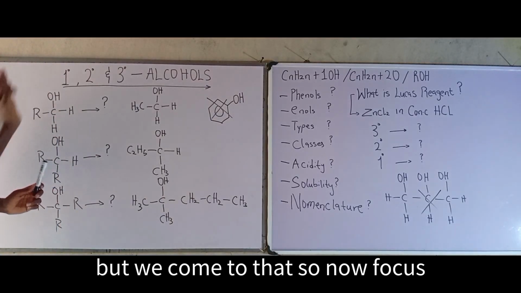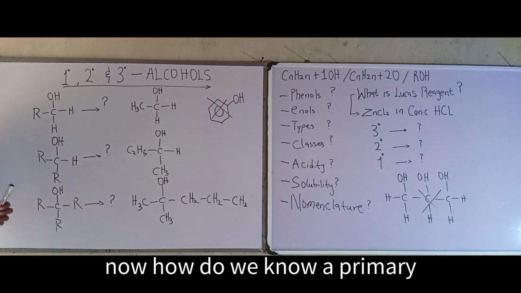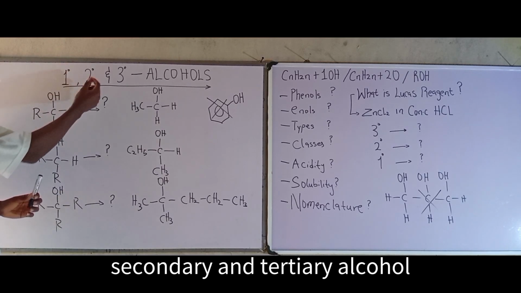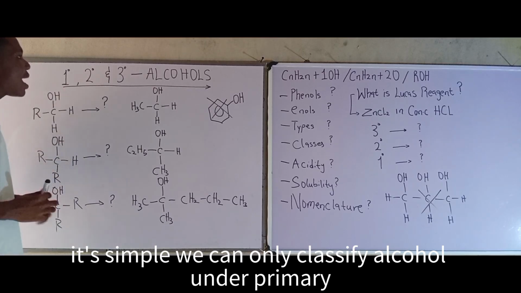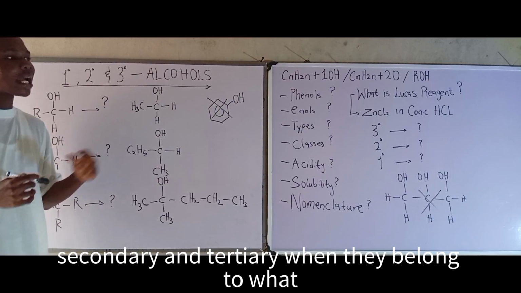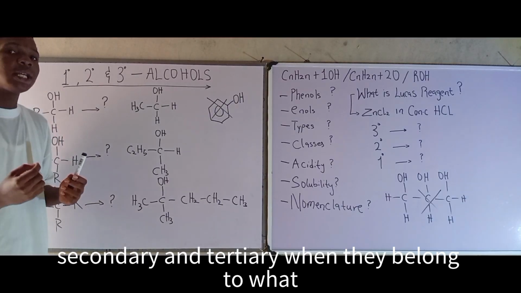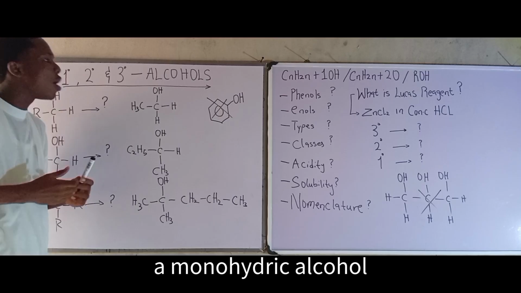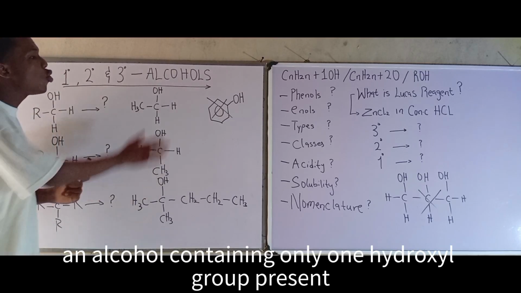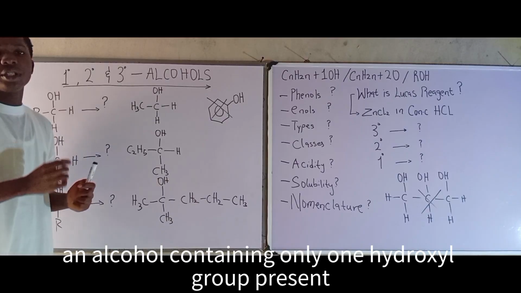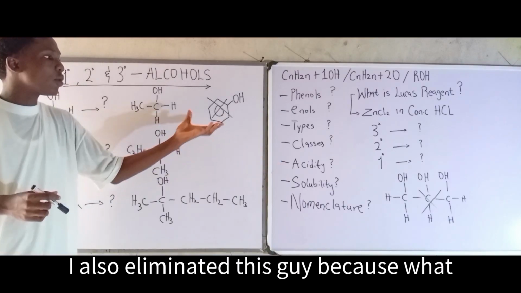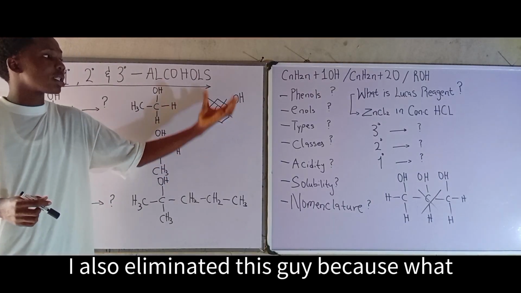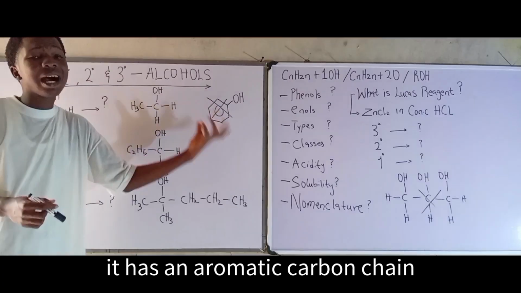So now focus. How do we know a primary, secondary and tertiary alcohol? It's simple. We can only classify alcohol under primary, secondary and tertiary when they belong to a monohydric alcohol, an alcohol containing only one hydroxyl group. That is why I eliminated that one. I also eliminated this one because it has an aromatic carbon chain.